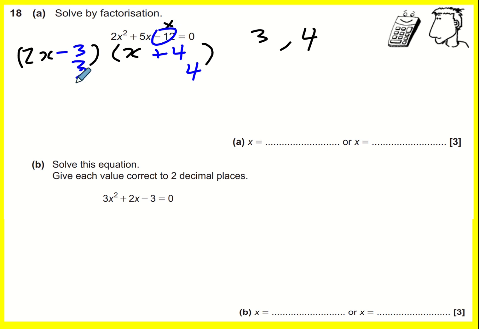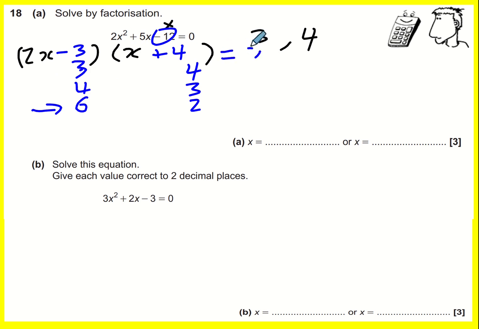If it didn't work, then I'd have to maybe switch these around. Try 4 and 3. If that didn't work, try 6 and 2, and so on until it works. Now, you can look at it and think about what will work. So 6 and 2 can't possibly work because I'd get an even number and another even number. There's no way I could get the 5. So it was always going to have to be an odd number and an even number. In any case, we've managed to factorize it.